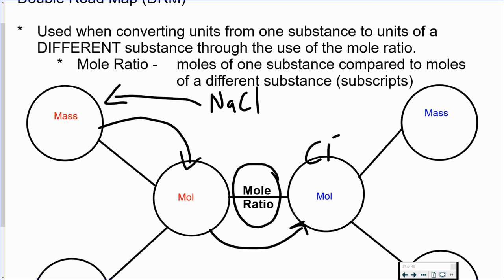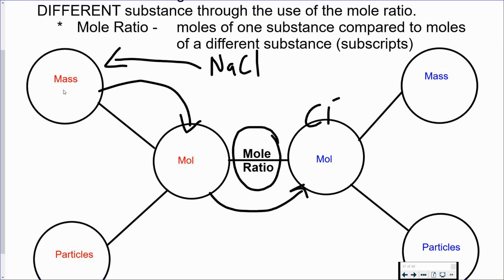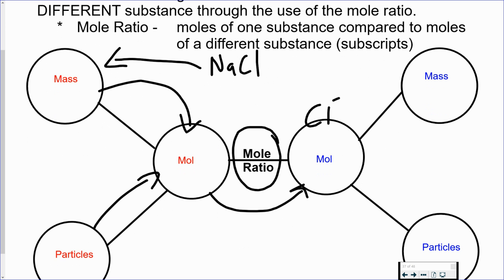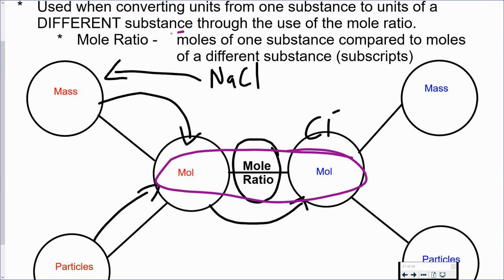So we can do that. The same rules apply. You can go from moles or mass to moles, particles to moles. The only thing that we're really adding is this central line to go from mole to mole. So you can go right here, and that is the mole ratio. So you have to use the mole ratio in order to go between the two different substances. So we're going to use some subscripts. And the best way to do this is to see some examples and try one yourself.